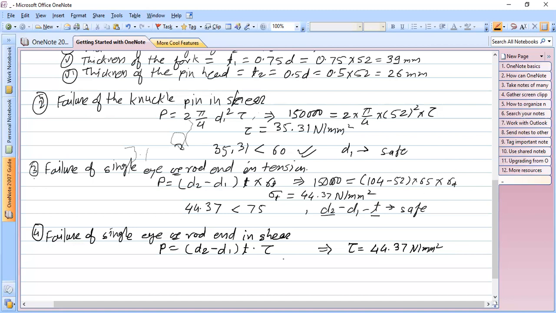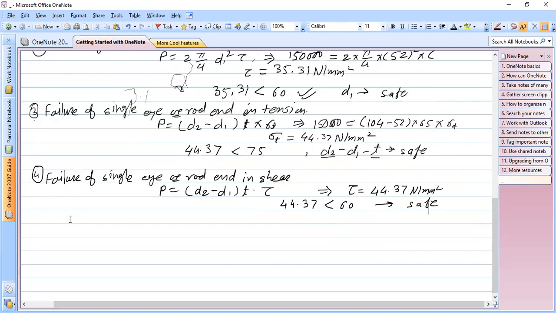So from here you can say that 44.37 is less than the actual tau. How much? Actual tau is 60. So safe. Got it? Yes, sir. Okay, good. So after this, we will see what our fifth step is now.